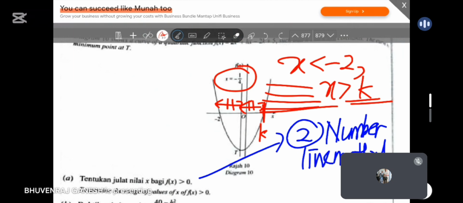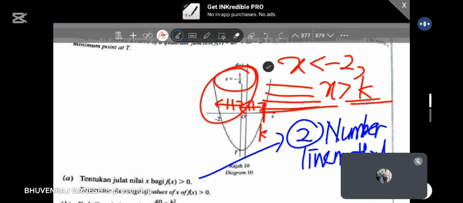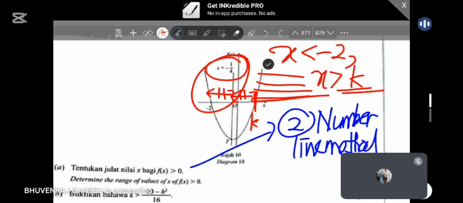Membahagikan graf kepada 2 bahagian yang sama, kiri dan kanan, dari segi panjang, based on the length. Okay, so you can find the length of these two. You just take negative 2 minus 1 over 4 to find the distance. Okay, so you can press calculator. You should get the answer negative 9 over 4.